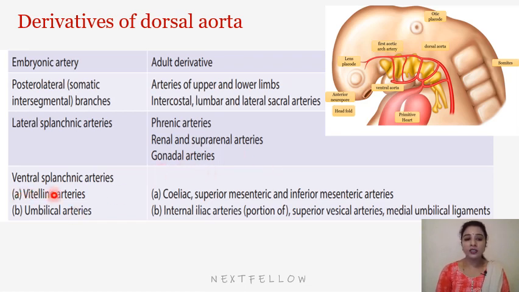Then ventral splanchnic arteries will form to the gut. They are from vitelline and umbilical arteries, forming the celiac trunk, superior mesenteric, inferior mesenteric, and also internal iliac arteries, a portion of the internal iliac, superior vesical artery, and medial umbilical ligaments in adults, which contain medial umbilical arteries.